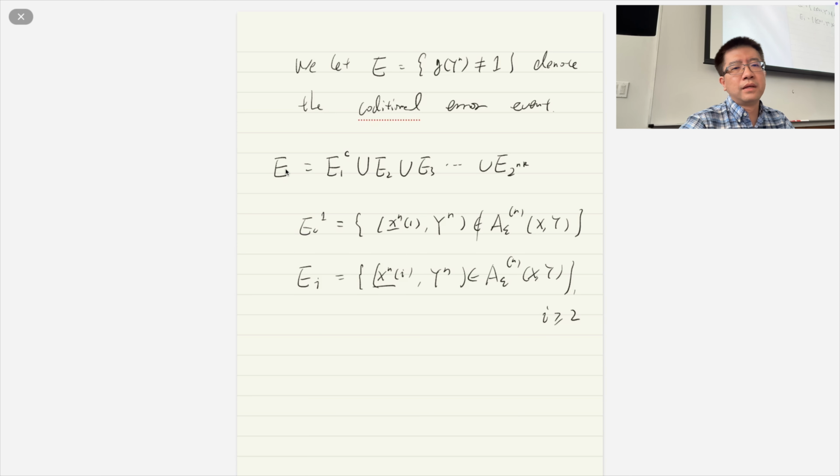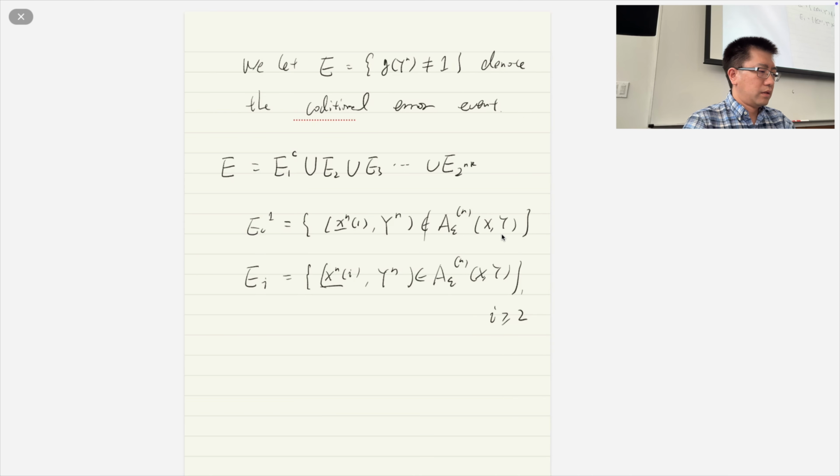For this error event, we're going to decompose it into a number of sub-events. The first event is that if X^n(1), the first message, and Y are not in the typical set, then we have an error. The other events are that there exists another codeword that is typical with Y, then we also have an error. That's how we decompose it.